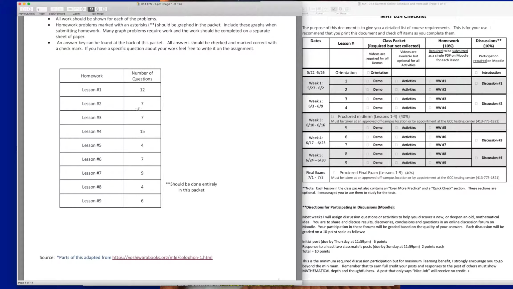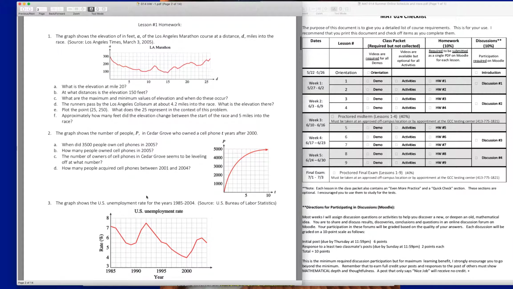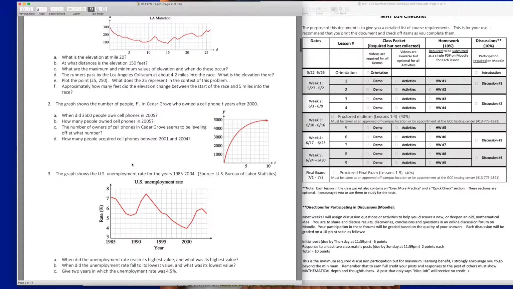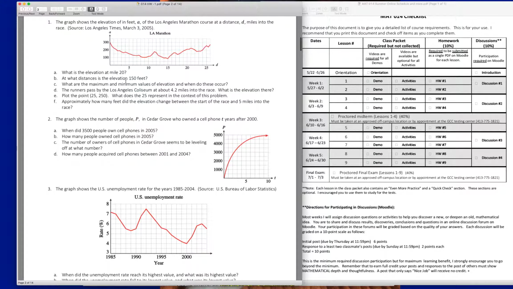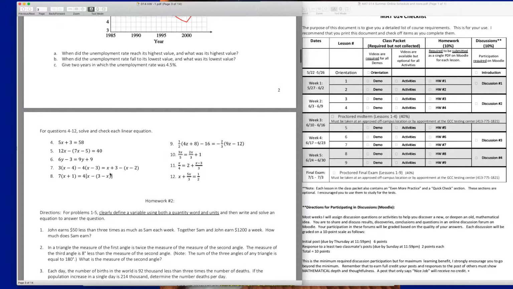So there's 9 lessons. There's the number of questions in each of the homework assignments. So just taking a look at it, this is homework 1. There's lots of little parts to this, and I want you to write this all on a separate sheet of paper. You don't have to redo the graphs, but you're going to answer the questions on a separate sheet of paper. So each of these problems that you're going to be solving, 4 through 12, show all the steps that you do to solve the problem.